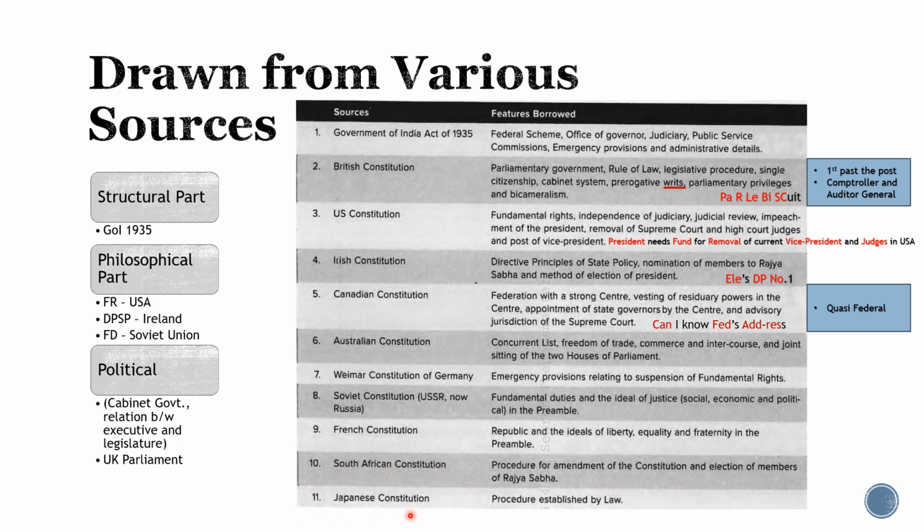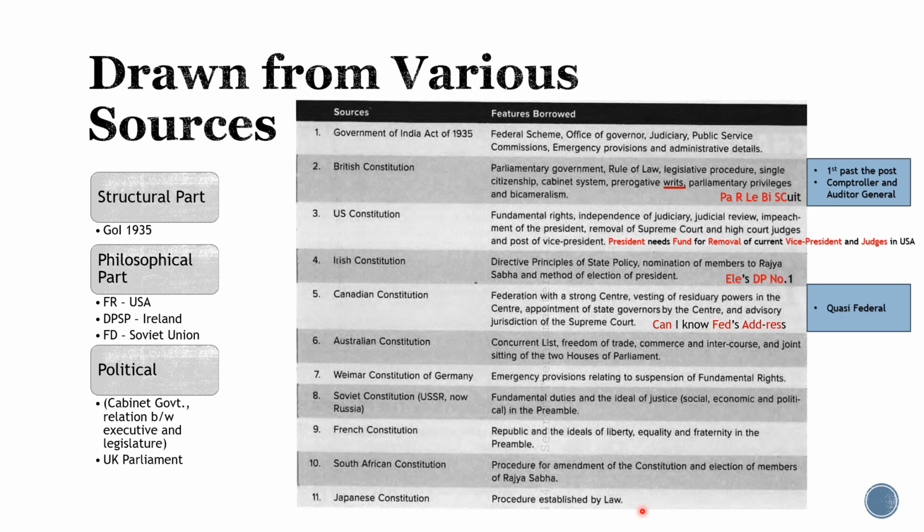Japanese Constitution, it gives us procedure established by law. So there are two kinds of things. One is procedure established by law, and there is due process of law. We'll talk more about this in the coming lectures, but just to give you a brief, procedure established by law is something that is written in the law text and has to be followed and taken direction from.